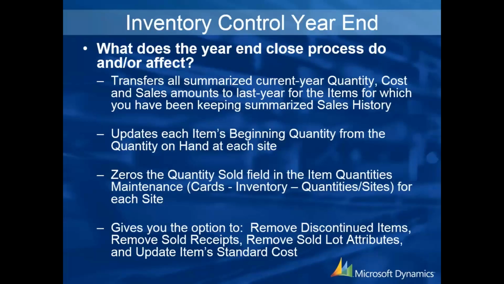So some of the things the inventory module year-end close does: it transfers all summarized current year quantity, cost, and sales amounts to the last year column. It also updates each item's beginning quantity and zeroes out the quantity sold field. And then it also gives you the option to remove discontinued items, sold receipts, sold lot attributes, and to update item standard cost. Yes, question?